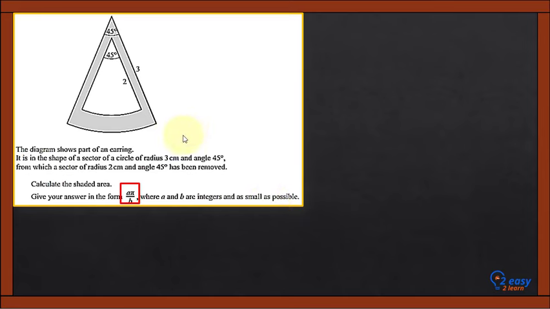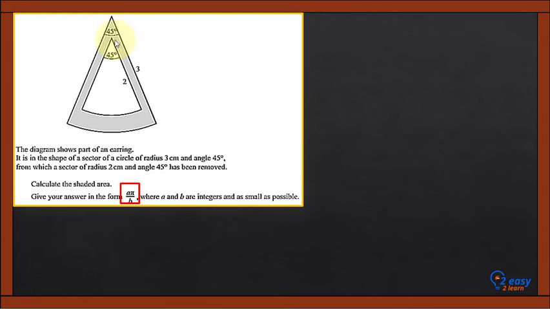Now let's make a strategy. We want to calculate the area of this shaded portion. So what we need to do? We need to calculate the area of the big sector, and we need to calculate the area of the small sector, and we will subtract the area of the small sector from the area of the big sector. So we will be left over with this shaded area.